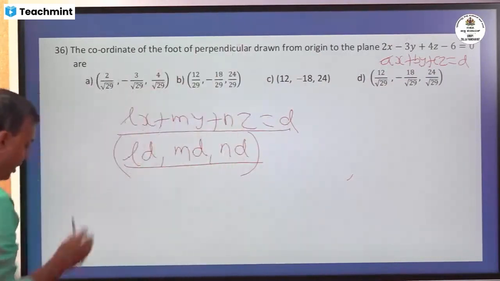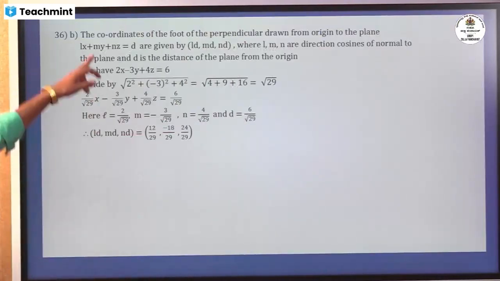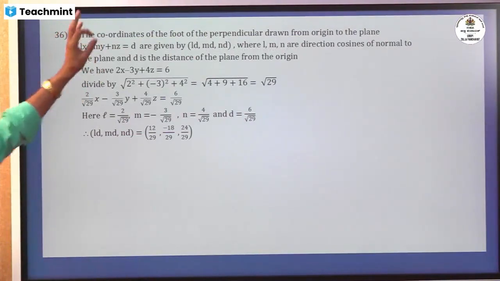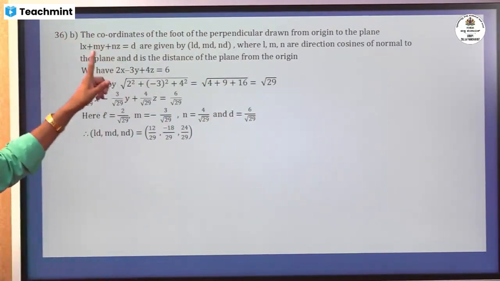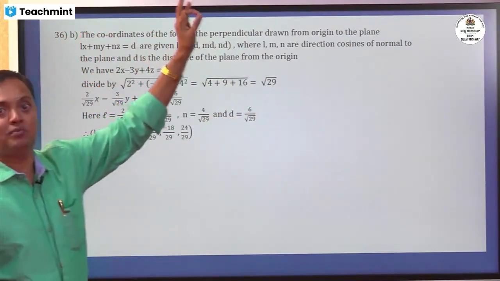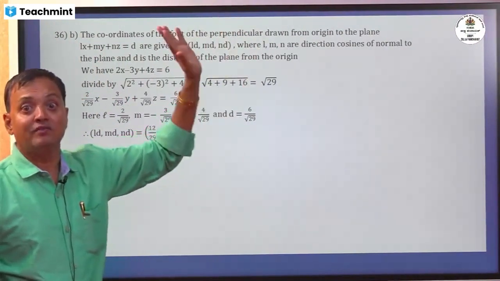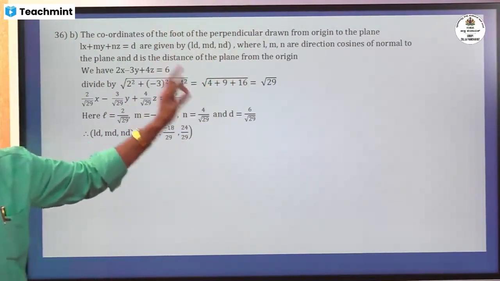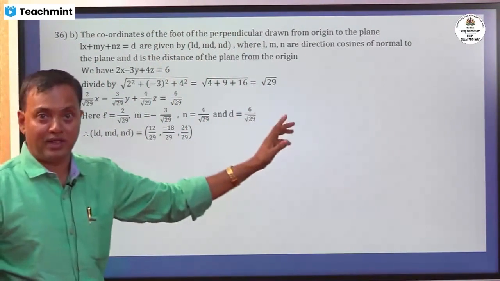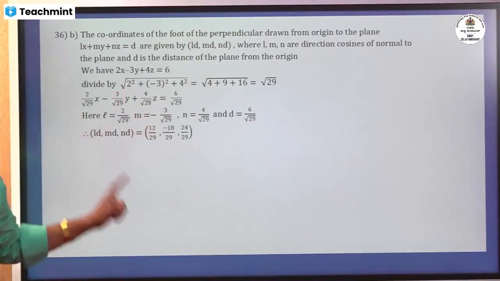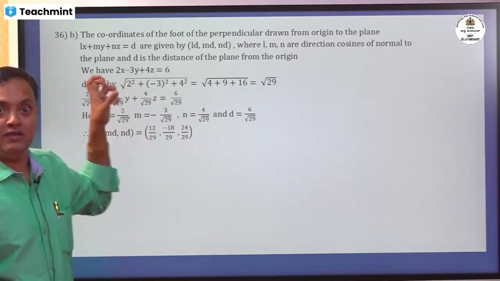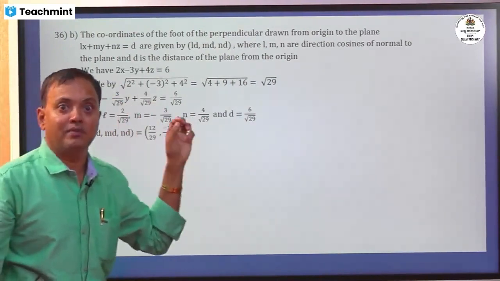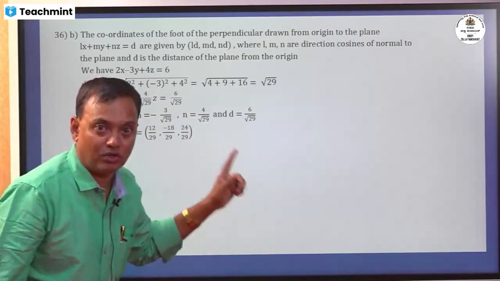Coordinates of the foot of the perpendicular drawn from the origin to the plane Lx plus My plus Nz equal to D are given by Ld, Md, Nd, where L, M, N are the direction cosines of the normal to the plane, and D is the distance of the plane from the origin. So we have 2x minus 3y plus 4z equal to 6.